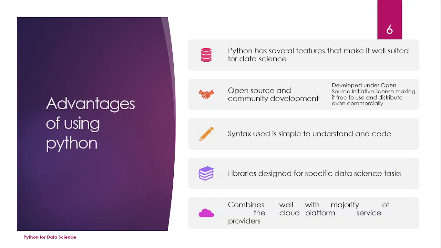The coding is very easy, and the syntax you use in Python is much easier compared to other programming languages. Then there are libraries designed for specific data science tasks. There are libraries like matplotlib, and in the last slide we also saw pandas. These are specifically designed for data science. NumPy is there too, also mainly designed for data science. Because of these different libraries and their integration with Python, it makes Python the first choice for any person working in data science.